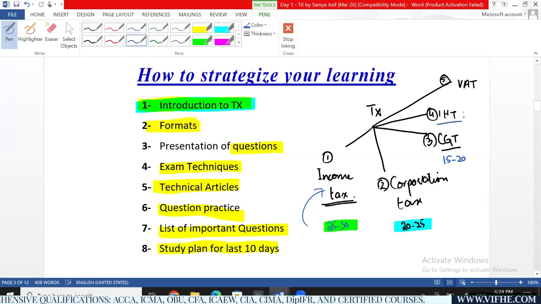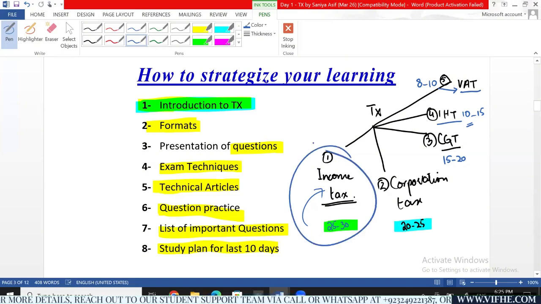Then 10 to 15 marks, usually it is about 10 marks, but 10 to 15 marks could be found in respect of inheritance tax implications. And then 8 to 10 marks could be set in order to test your knowledge in relation to value added tax. So the majority of the marks are tested out of the rules related to income tax computation, which is why the majority of the chapters in your syllabus comprise the rules relevant to income tax, the type of tax which has to be paid by UK resident individuals.